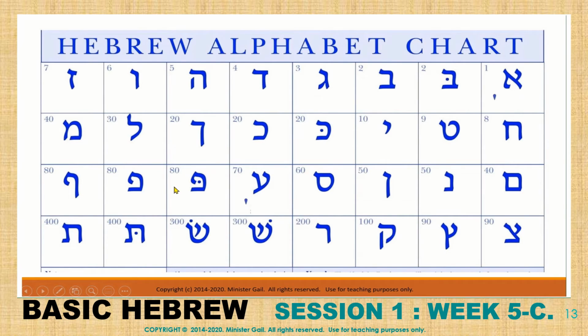P, with a dot, it's a P. Without a dot, it's a PH or an F. Final or sofit, PH or F. TS or TZ for righteousness. Tree of life, same thing. TS or TZ, final or sofit. And it will be below the line. Q, sometimes written as a K, but it's supposed to be a Q.